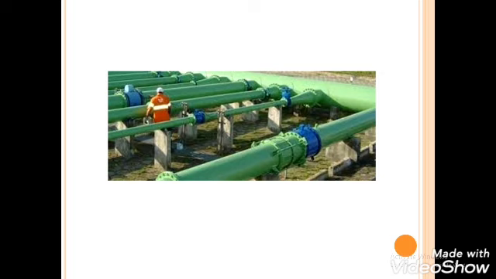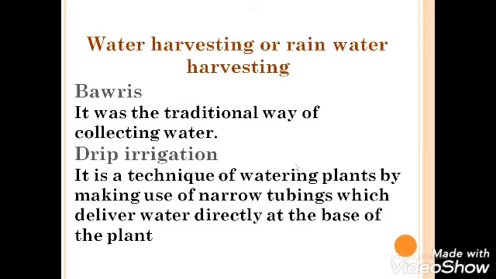So, we have seen that most of the water that we get as rainfall just flows away. This is a waste of a precious natural resource. The rainwater can be used to recharge the groundwater. This is referred to as water harvesting or rainwater harvesting, about which you have learned in class 6.